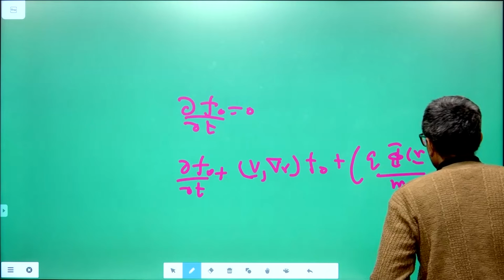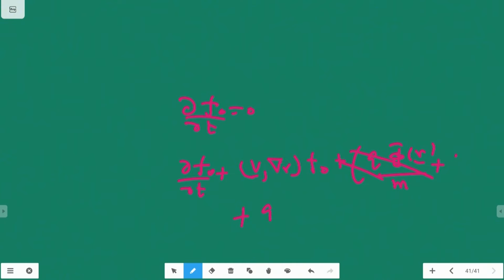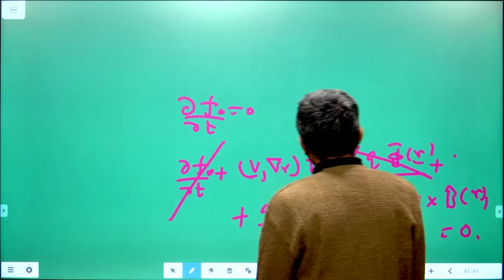What is the electric field? The electric field is minus del phi of r, plus v cross B, where there is a constant magnetic field which does not depend on time. It may depend on time also, but since you are considering the equilibrium situation, it does not. So, dot del v acting on f 0, you have to show that this is 0. Dou f 0 by dou t is 0, because the Maxwell-Boltzmann density does not depend upon the time. We are assuming the electrostatic potential to be time invariant.